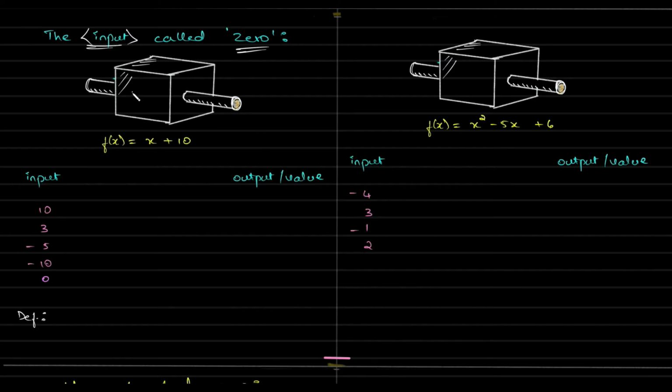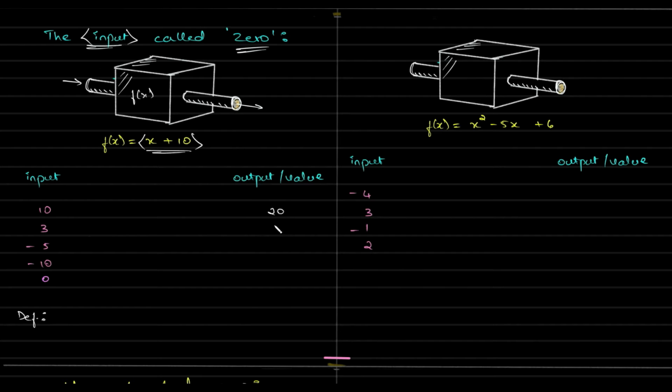So we are looking at a function f of x which does this particular operation, x plus 10. That is, whatever input you give, it will add 10 and then give the output. So we have the following inputs. 10 is the first input and we get an output of 20. Quite simple, right?